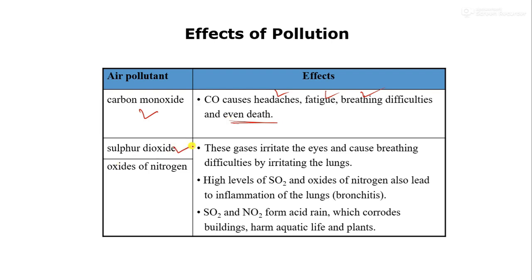Sulfur dioxide. Sulfur dioxide and nitrogen dioxide, or nitrogen oxides, have the same problems that may occur after the production of these gases. Number one, irritation in eyes and lungs as well. Breathing difficulty again. A high level of SO2 and oxides of nitrogen also leads to inflammation in the lungs, which is called bronchitis. SO2 and NO2 form acid rain, which corrodes buildings, aquatic life, and metals.